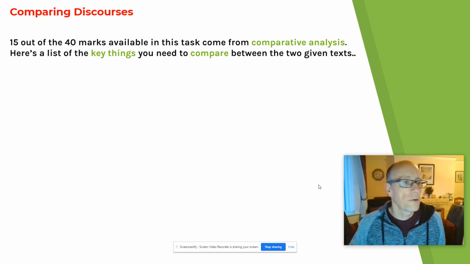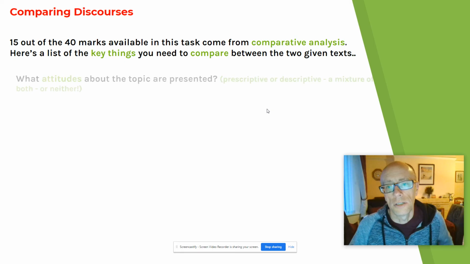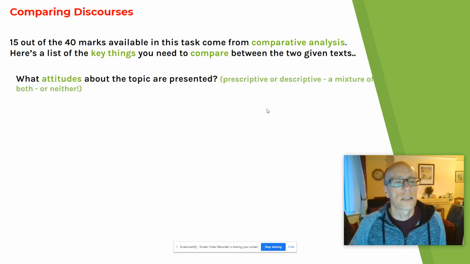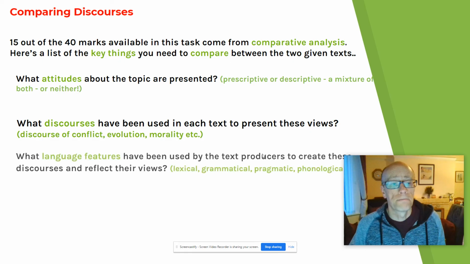Now remember, it's comparison, and 15 out of the 40 marks are for the comparison bit. So here's a list of the sort of things that you need to be comparing between the 2 texts. First of all, what about the attitudes being presented? Are they similar? Are they different? Are they a bit of a mixture? Secondly, what are the discourses being used in the text? Are they drawing upon similar or different discourses, and for what purposes?